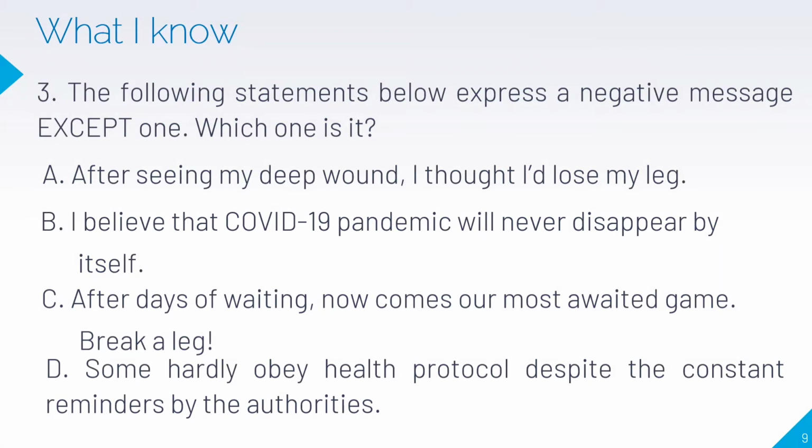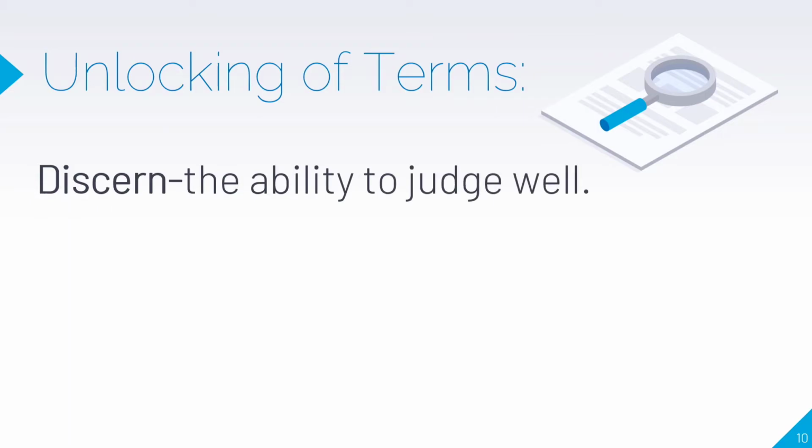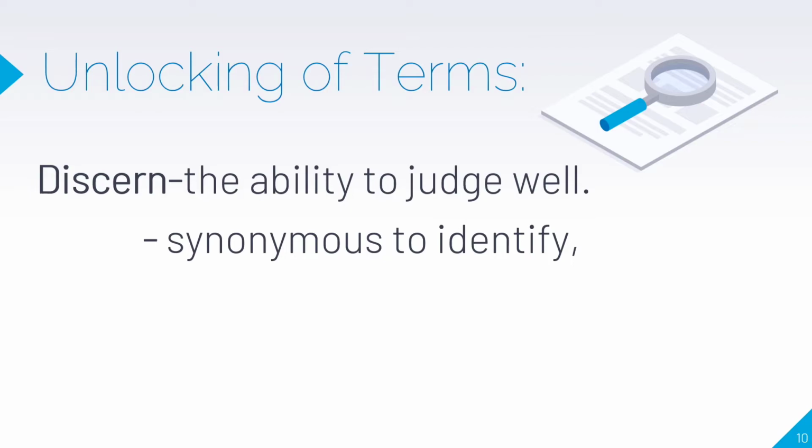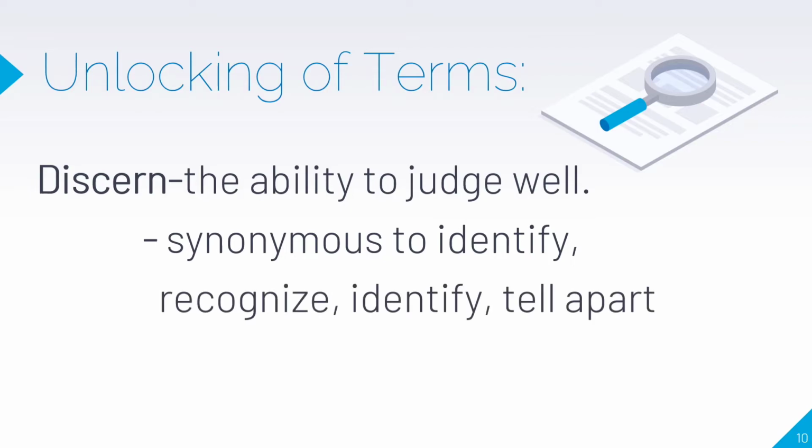Are you done? What is the answer? It's C, which is the only positive message of the four. In understanding today's learning competency, we need to consider the following terms. Discern, the ability to judge well. It is synonymous to identify, recognize, or tell apart. Remember that to discern is our main skill for today.